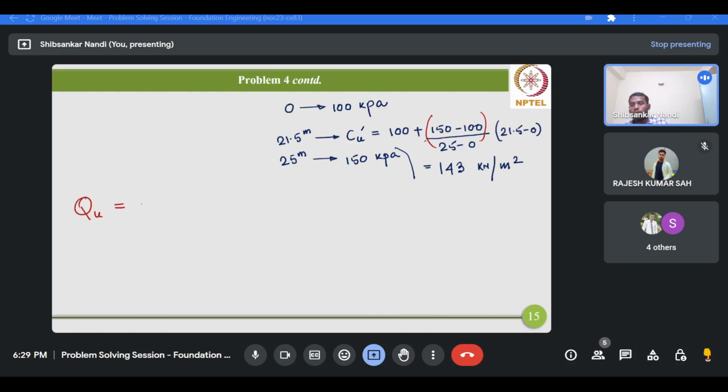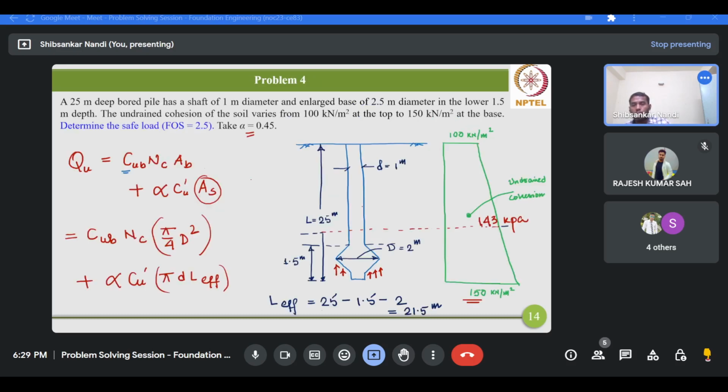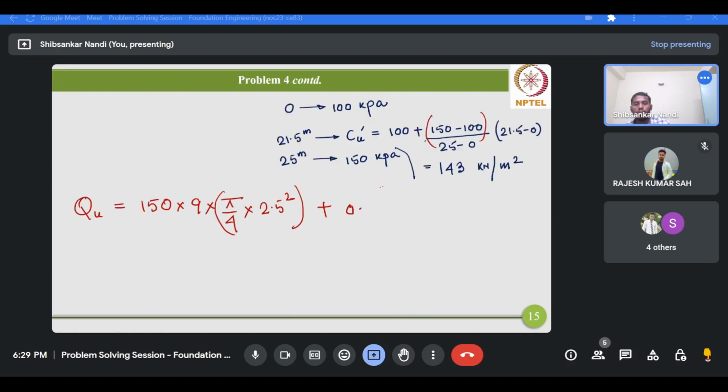So Qu will be Cu at the base into Nc, which is 9, times pi by 4 into 2.5 square, plus alpha, the adhesion factor, 0.45, into the Cu average, 100 plus 143 by 2, this is the Cu prime, into pi into 1 into L effective, that is 21. So please calculate.